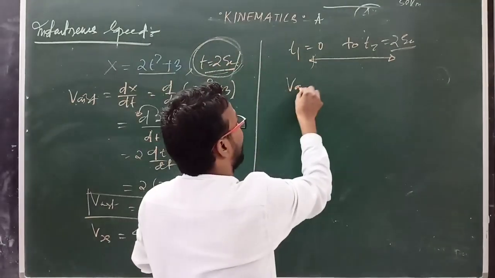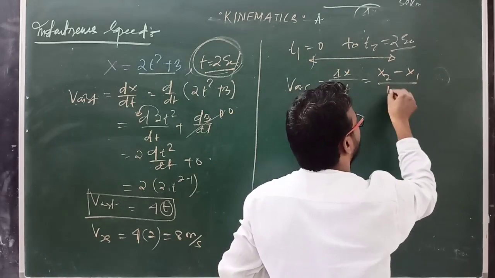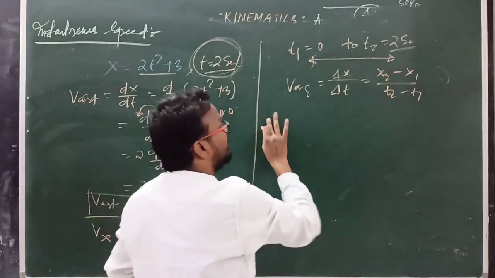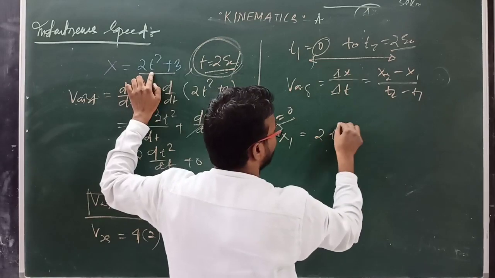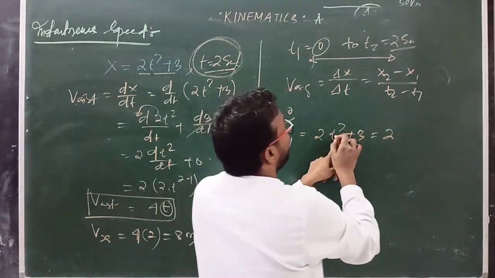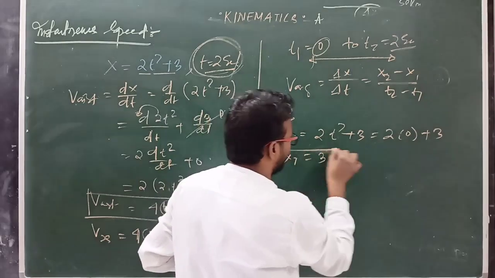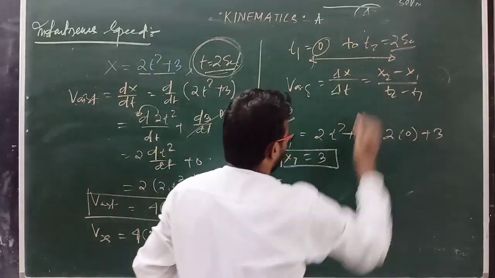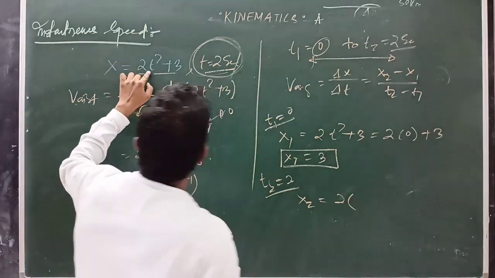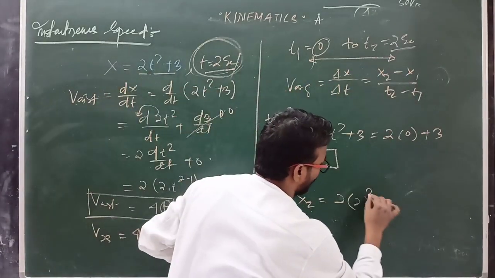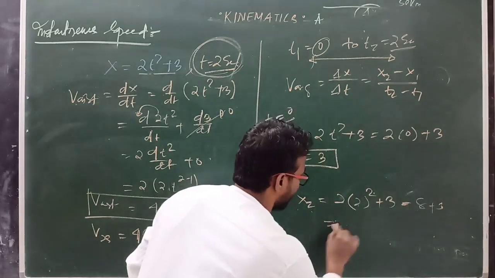So in this case we have to find v average equal to delta x by delta t, which means x2 minus x1 by t2 minus t1. First we have to find x1 when time t1 equals 0. x1 equals 2t square plus 3, which is 2 into t square. What is t? t is 0, so 2 into 0 plus 3, then x1 equals 3. Clear? Similarly when t2 equals 2, then at that time x2 equals 2 into 2 square plus 3, that is 2 into 4, which is 8, plus 3, which equals 11 meters.